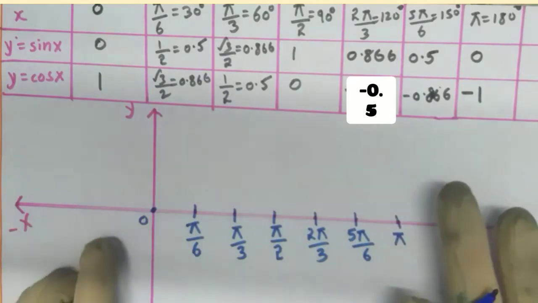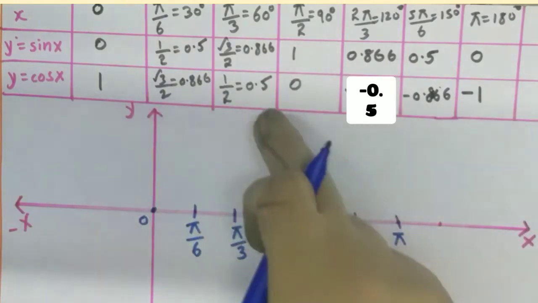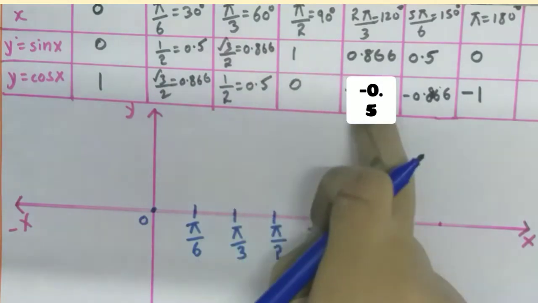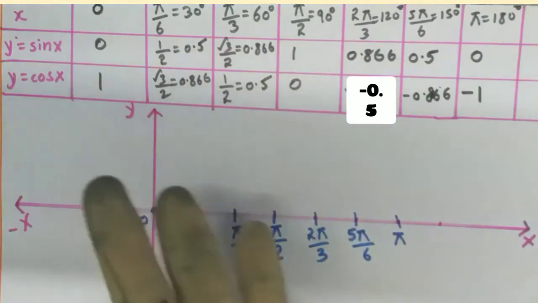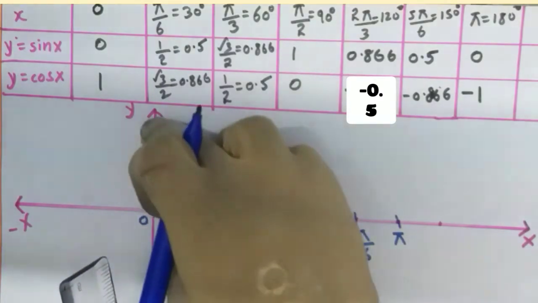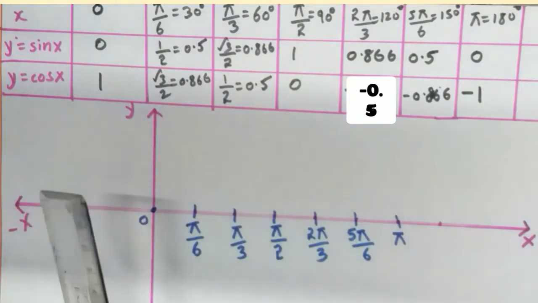Next we have the y-axis. What about the y-axis? Here if you observe, on the y-axis we have 0, 0.5, 0.866, and here we have 0, 0.5, minus 0.866. So what do you observe? We want 0, 0.5, 0.866, and minus 1, minus 0.866, and minus 0.5. We'll take 0, 0.5 and 1, and in between 0.5 and 1 we know 0.8 will be there, so we'll mark it like that.